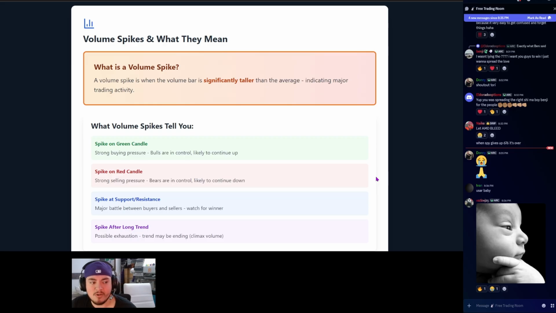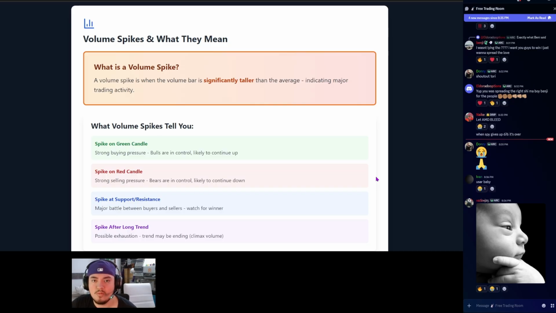So a spike after a long trend equals possible exhaustion, right? The trend may be ending. Climax volume, they're giving it that last push, especially when you see a stock super overextended and you see the selling volume start to push in and it's a big selling volume spike. You can expect price to come back down to that trend test, right?